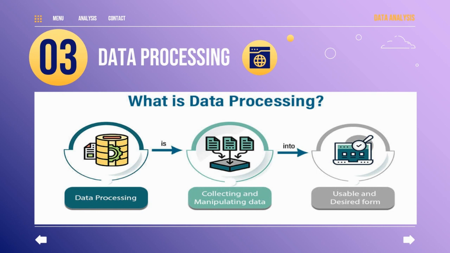What is data processing? Data processing is nothing but collecting and manipulating the data. As you can see in the picture, the process collects and manipulates the data into a usable and desired form. What is the usable and desired form? For example, when taking a data set, it has a numerous amount of data, noisy data, etc. We must process them in order to get a clean data set or a structured format.